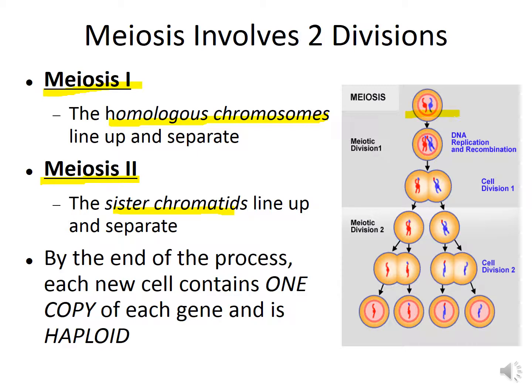Again, we're going to start with one diploid cell in a testis or an ovary. And at the end of the process, we're going to end up with 4 cells that are haploid. Let's take a closer look.